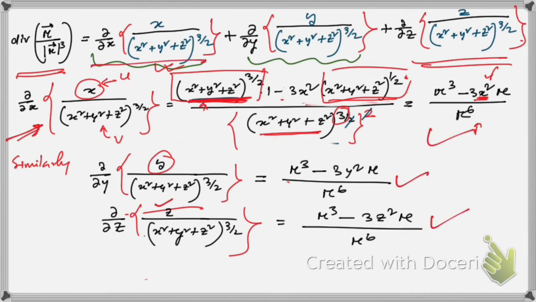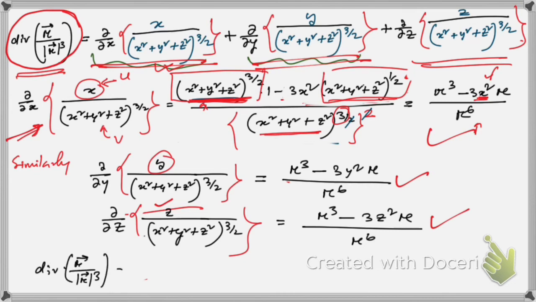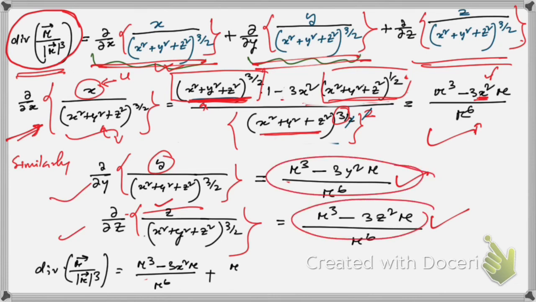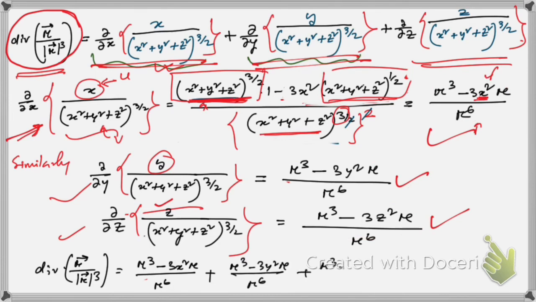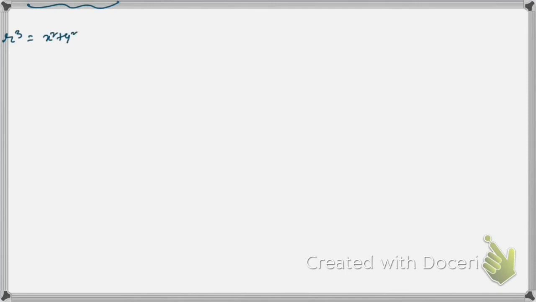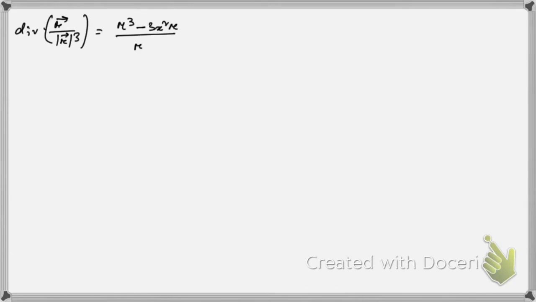So let us put these three in the above equation to find the divergence of r vector divided by the cube of its magnitude, that is, mod of r vector cube. So if you put all these three values, whatever you have got here, you will get this result, right? Let me rewrite the same result here. Okay, so this is the result we have obtained.